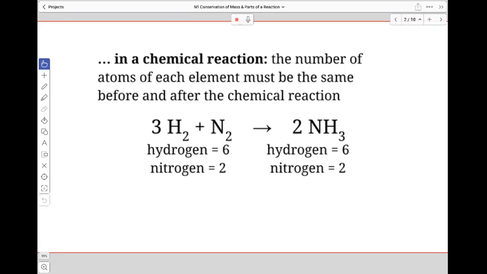In a chemical reaction, this is where you probably need to write a couple of things down. In a chemical reaction, the number of atoms of each element must be the same before and after the chemical reaction, but they do not have to be in the same order or combine the same. So looking at this particular reaction, we have hydrogen and nitrogen on one side, and I'm telling you that there are a total of 6 hydrogens and 2 nitrogens on the left side, and on the product side there are 6 hydrogens and 2 nitrogens, and I'm going to teach you how to identify that in a second.